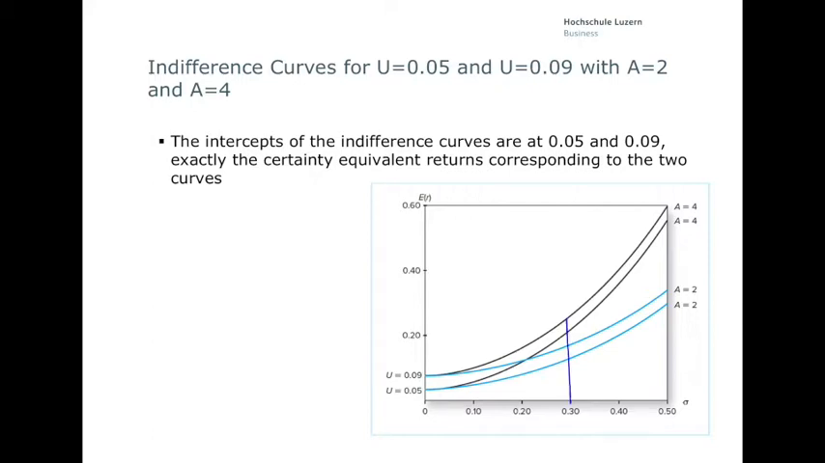The graph also demonstrates that more risk-averse investors are on the steeper indifference curve compared to less risk-averse investors, who are on the flatter curve. Steeper curves mean that investors require a greater increase in expected return to compensate for an increase in portfolio risk.